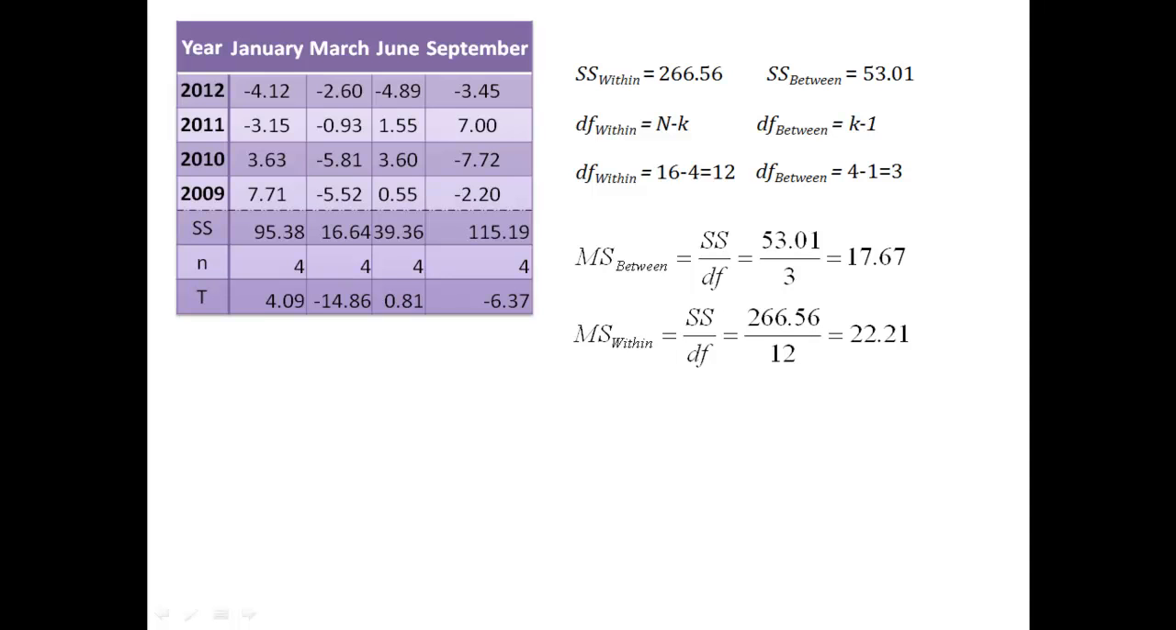And here's the mean square within for this data set. And once we have mean square between and mean square within, we can calculate F. And our F is 0.80 for this data set. And we can also calculate our eta squared.